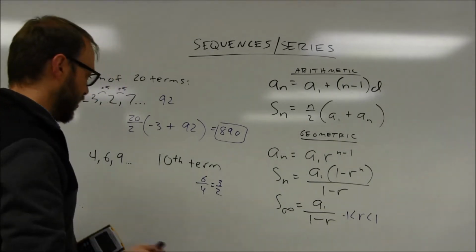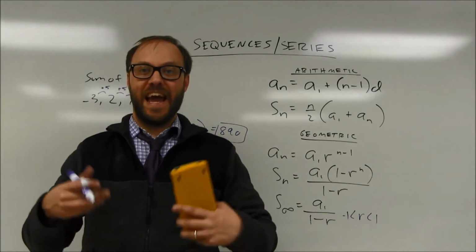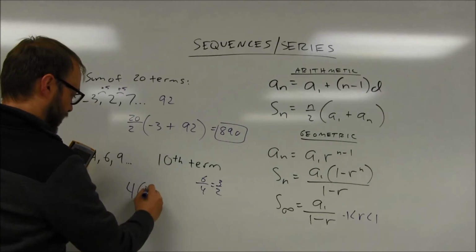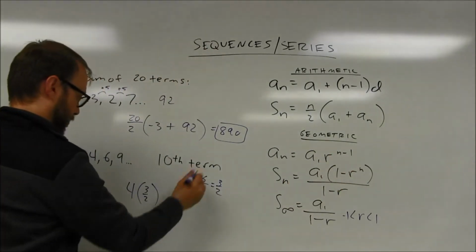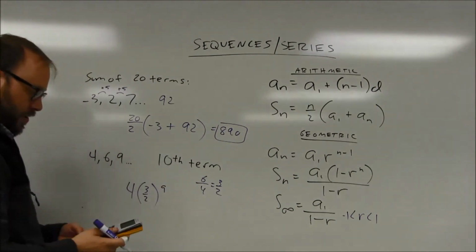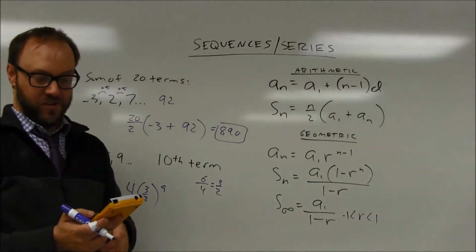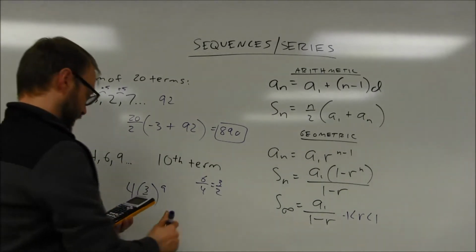So if I want the 10th term here, I already have the first term, so I'm going to multiply by 3 halves 9 times, okay? It's the first term times the common ratio to the n minus 1 power. Okay, so I wanted to take that to the 9th power. Or you could take 1.5 to the 9th power. And you're going to get some pretty big values pretty quickly here, although in this case it's not massive.